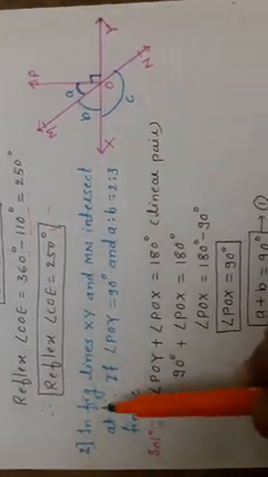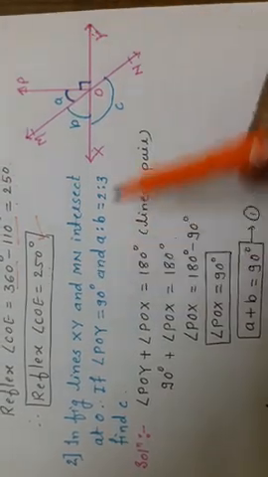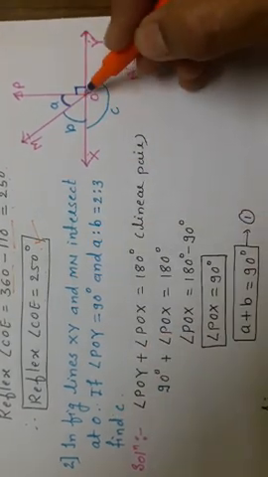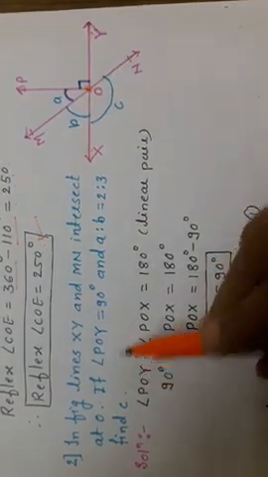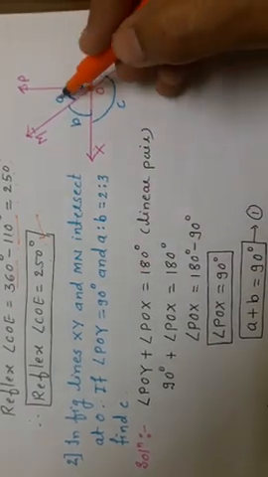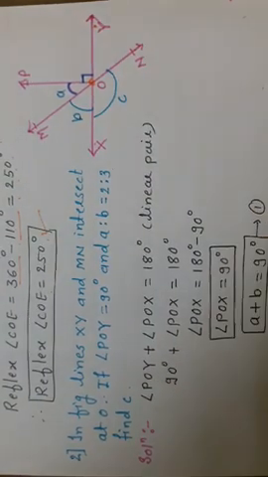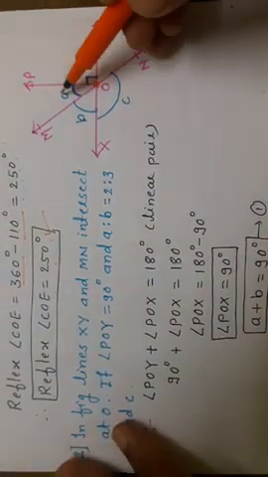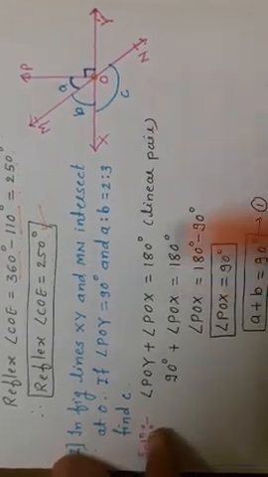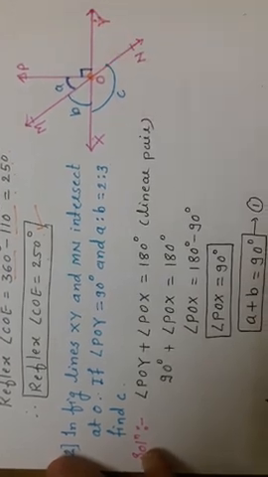Second problem. In the figure, lines XY and MN intersect at O. Are you finding it intersects at O? If POY is 90 degrees and a is to b is equal to 2 is to 3, find c. Okay, they have given a and b's ratio, that is 2 is to 3. And they have given in the problem POY is 90 degrees.